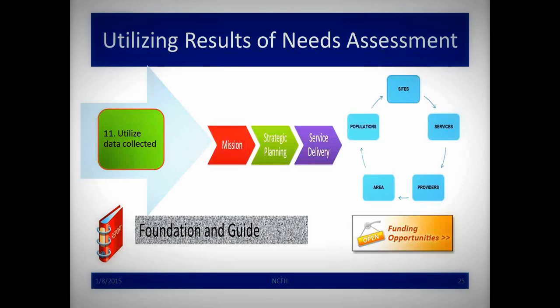The next thing is to see if a modification of service delivery is needed. When we talk about service delivery, we are talking about the population, the area, the providers, the services, and the sites. Is there any need, based on the needs assessment, to modify the service delivery to overcome some of those barriers to care that your population may be experiencing? And of course, you also want to justify funding, whether it is for the 330G fund, for the 330 funding, or for any other kind of funding.